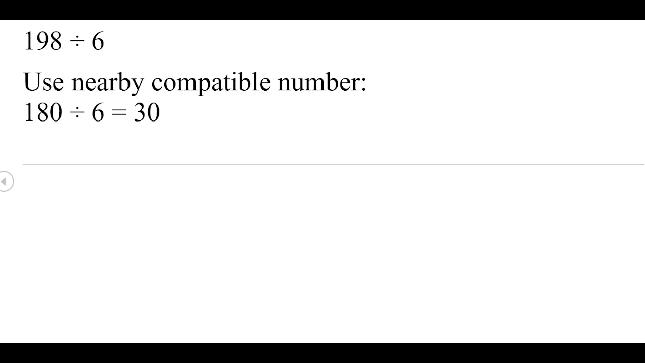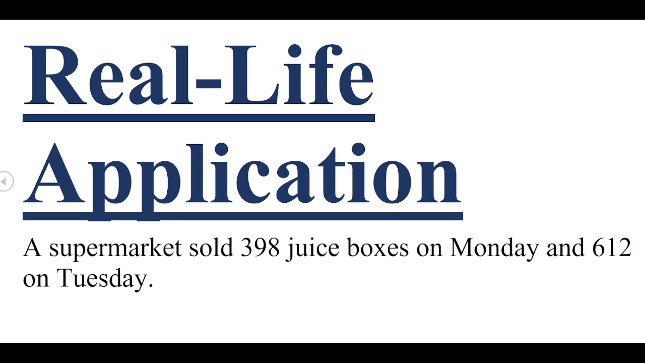The answer is 30. We can see real life examples and real life applications. Estimation is incredibly useful for everyday math like tracking sales. We can see an example. A supermarket sold 398 juice boxes on Monday and 612 on Tuesday. Round the daily sales: 398 is approximately 400 and 612 is approximately 600. Add them. 400 plus 600, the answer is 1000. The store sold about 1000 juice boxes.